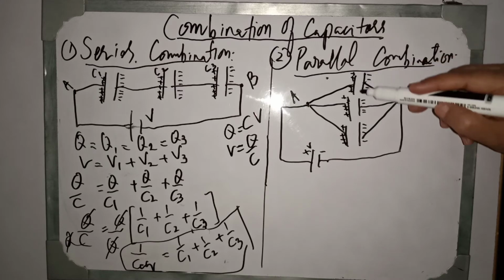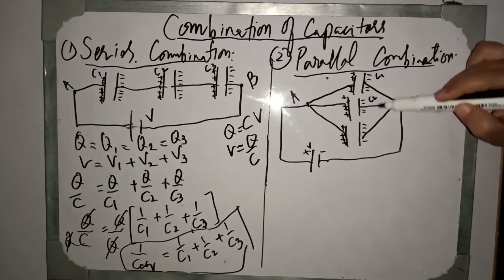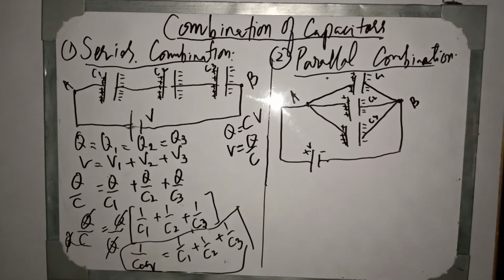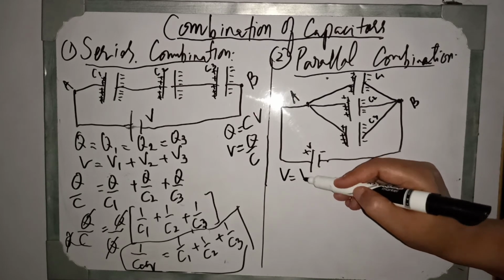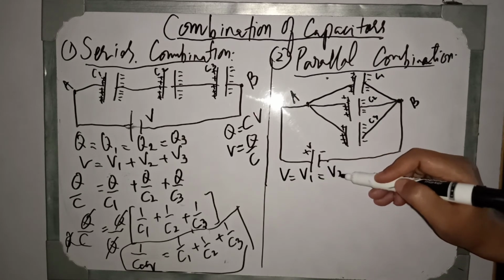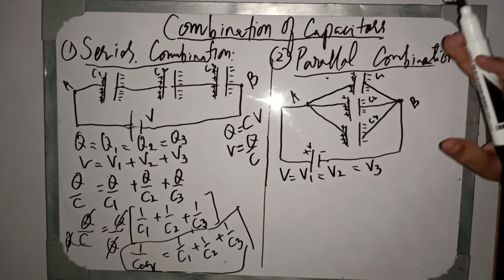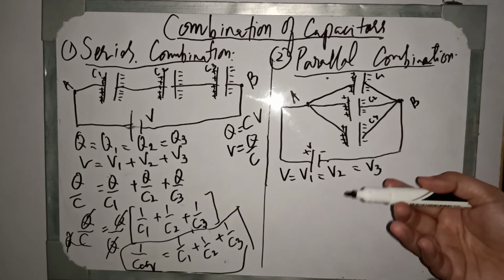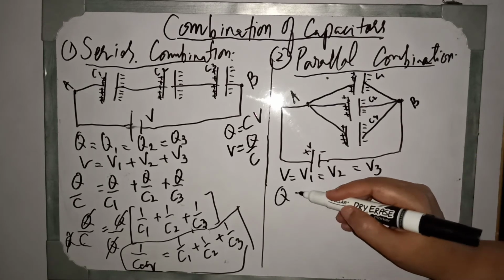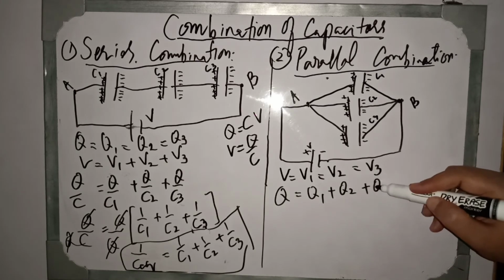As all these 3 capacitors having capacitance C1, C2 and C3 are connected in a parallel combination, the potential difference across all of them will be the same. So V is equal to V1, V1 is equal to V2, V2 is equal to V3. All the 3 capacitors will get the same potential. If all will get the same potential, then the charges on the capacitors will be different from each other, and the total charge Q is equal to Q1 plus Q2 plus Q3.